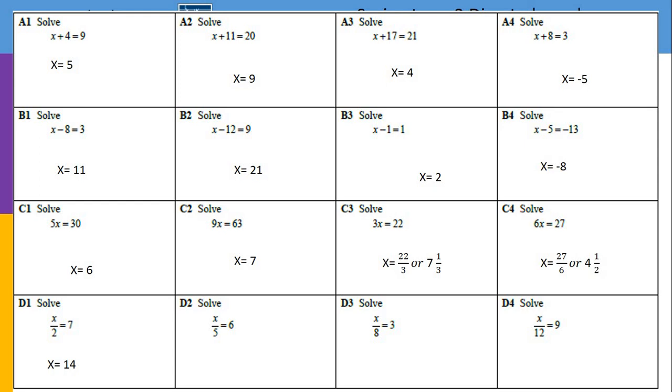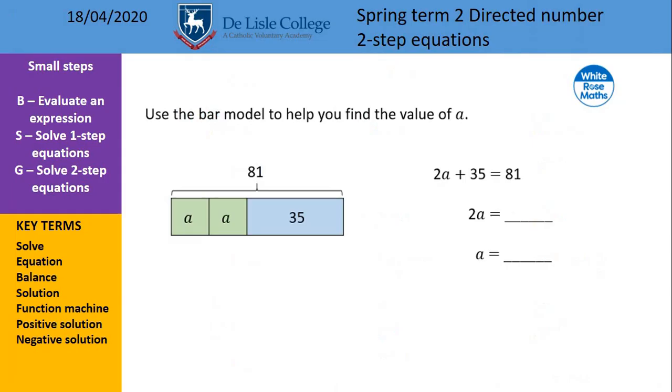Next one, x is now being divided by 5. So we would need to multiply it by 5. X is 30. And then hopefully we can sort of recognise what we're doing on these. X divided by 8. So we need to multiply by 8. And then lastly, D4, multiply it by 12. Okay, so just give yourself a score out of 16 for those. Well done if you've got all those right, especially on that last bottom row as well.